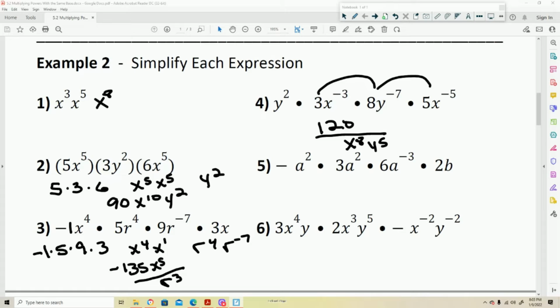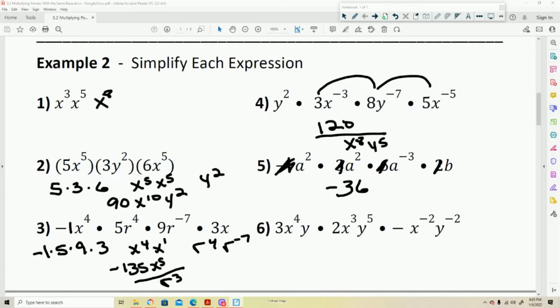Okay, next, we have coefficients of negative 1, 3, 6, and 2. So let's multiply the coefficients together. We've got 3 times 6 is 18, times 2 is 36, and that's going to be a negative 36 when I multiply by negative 1. Okay, so the coefficients are done. And if you want to cross those out, you're more than welcome to if it helps.